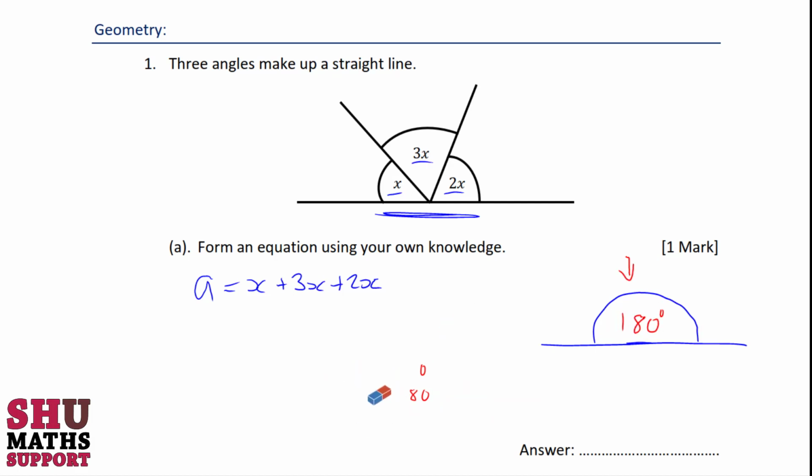So we've called this A, but now we can replace A with 180 degrees and say that 180 is equal to x plus 3x plus 2x. We can collect like terms and say that 6x is equal to 180 degrees. Since it only asks to form an equation, we'll just leave that there. So on our answer line, we would write 6x is equal to 180 degrees.